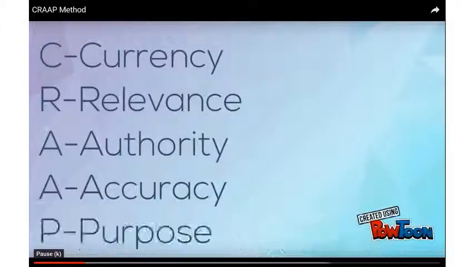So what does CRAAP stand for? The C stands for currency, the R for relevance, first A, authority, second A, accuracy, and the P is for purpose. Now let's take a closer look at each of those.